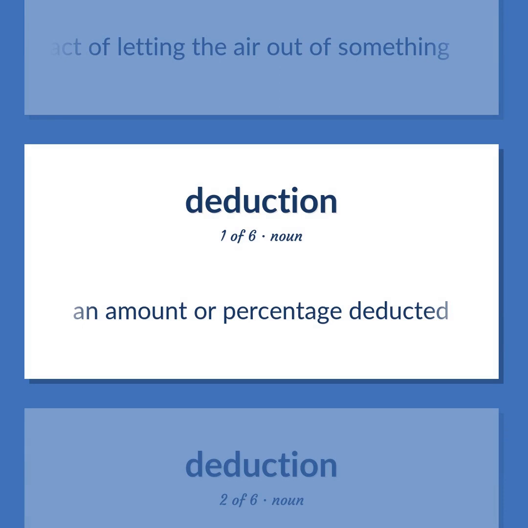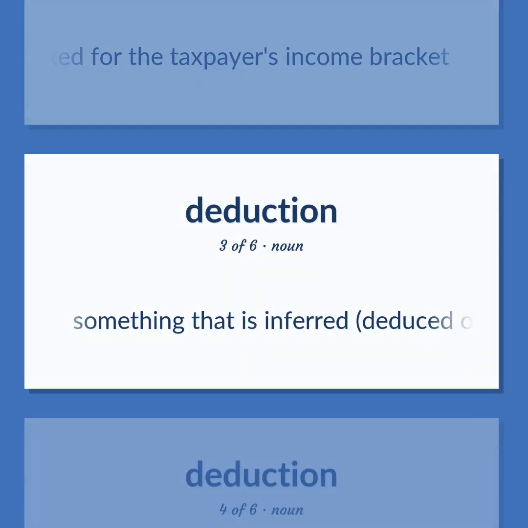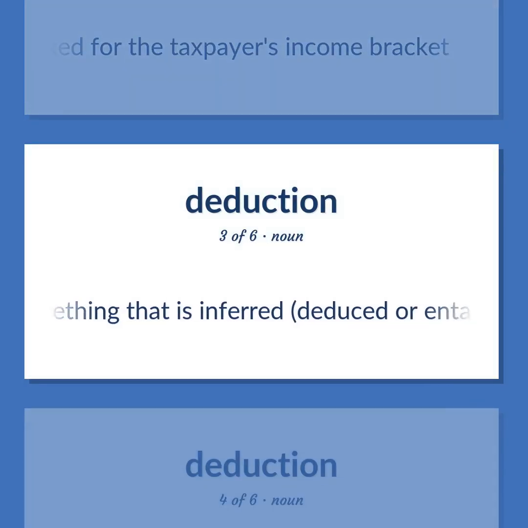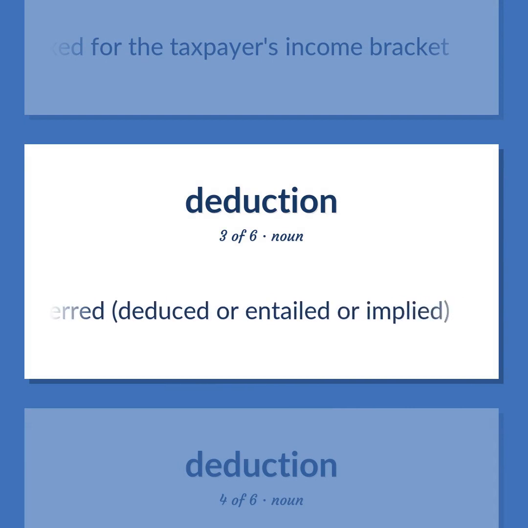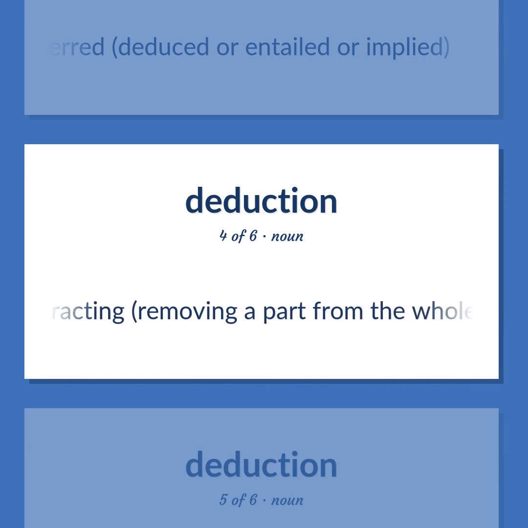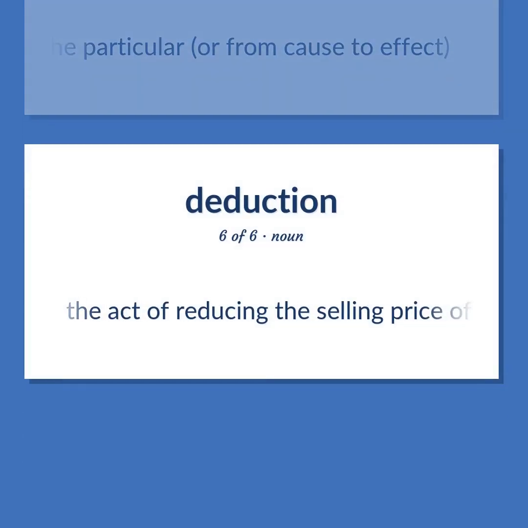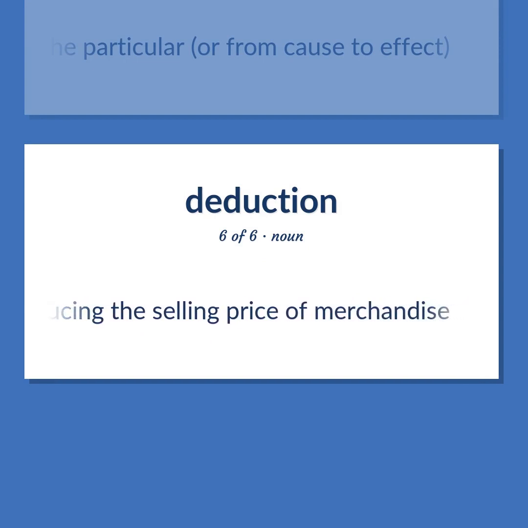An amount or percentage deducted. A reduction in the gross amount on which a tax is calculated. Reduces taxes by the percentage fixed for the taxpayer's income bracket. Something that is inferred, deduced or entailed or implied. The act of subtracting, removing a part from the whole. Reasoning from the general to the particular, or from cause to effect. The act of reducing the selling price of merchandise.